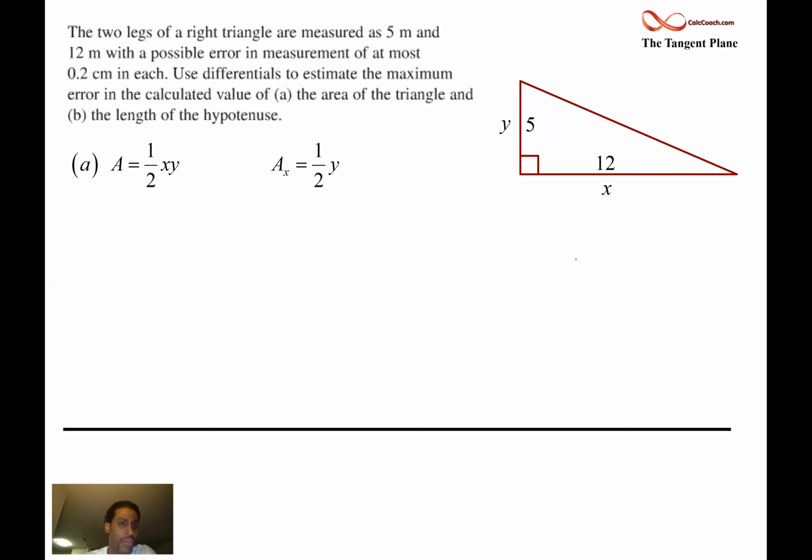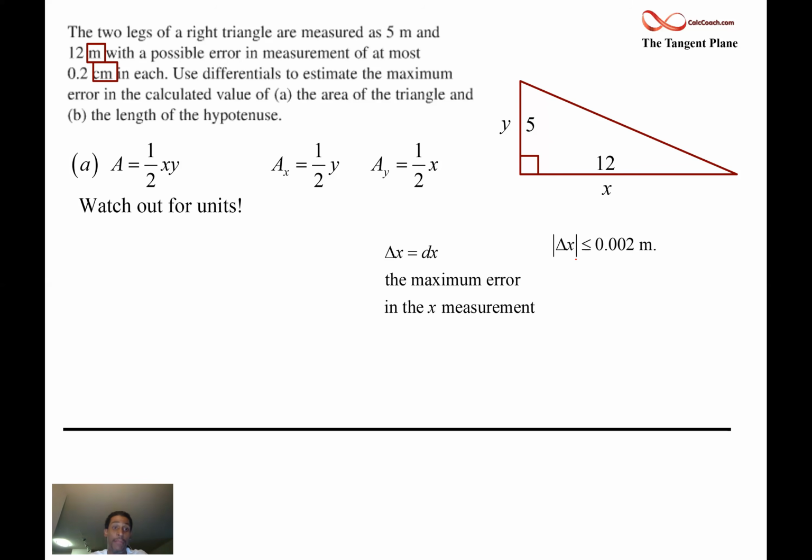So we take an x partial, we get half of y. We take a y partial, we get half of x. And we go into the formula. We have to be careful about units though. We either choose to do the whole problem in meters, or we do the whole problem in centimeters. It's very different. We're going to decide to do the whole problem in meters. So this 1/5 of a centimeter, that's just going to be 1/500 of a meter.